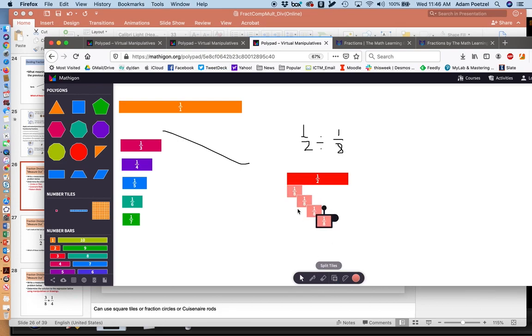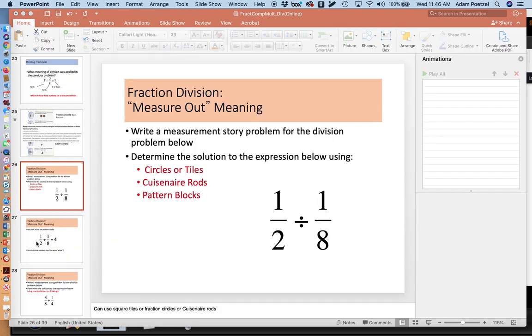Well, let's take a look. Using a model, we can just see how many 1/8 go into 1/2. And again, we see that it should be an answer of 4. So that would be it. If we take 1/2 divided by 1/8, the answer would be 4. And that's just a model for the first one there. So let's take a look at another one.